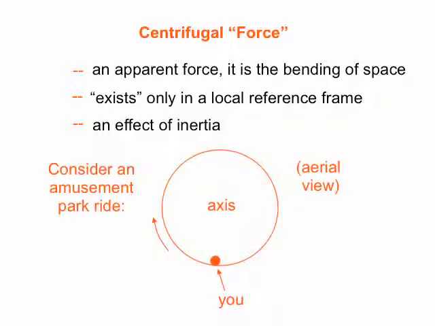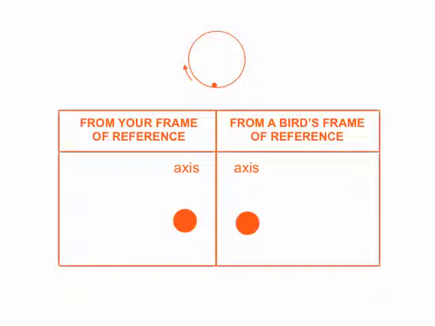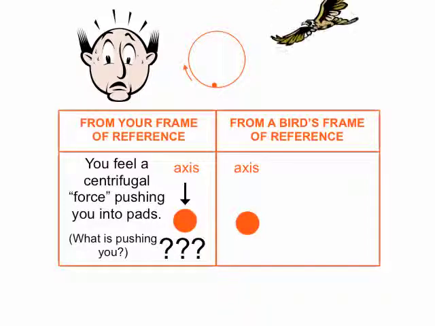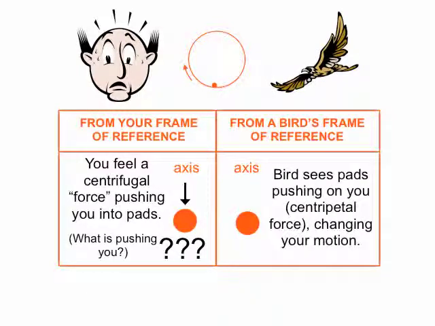So consider a ride where you're spun, one of those where you stand up. From your frame of reference, what do you see? You feel that you are pushing yourself into the pads. There's something pushing you in. But there's nothing there. So what could be pushing you? What's actually happening, if you were able to look from the top, from an aerial view, is you would see pads pushing on you, changing your motion.